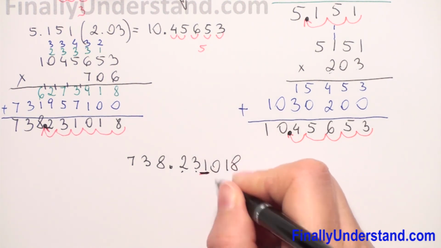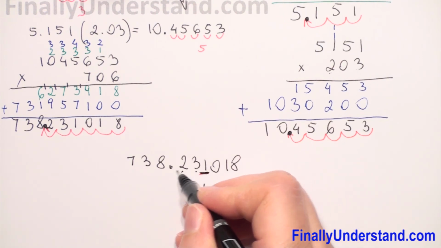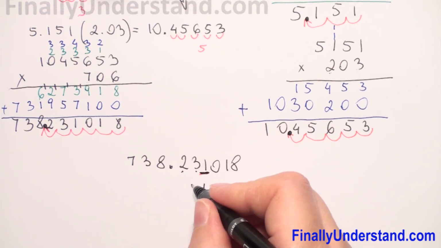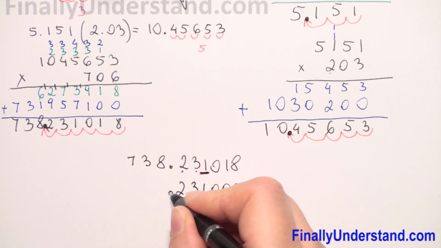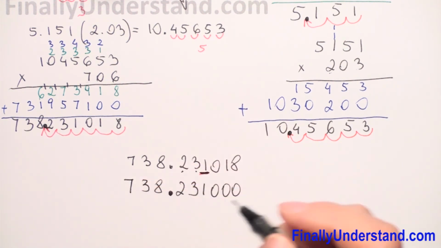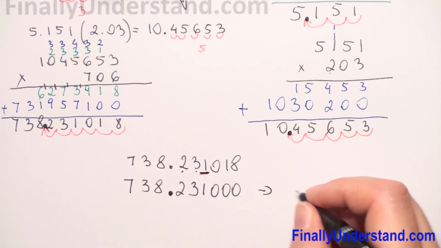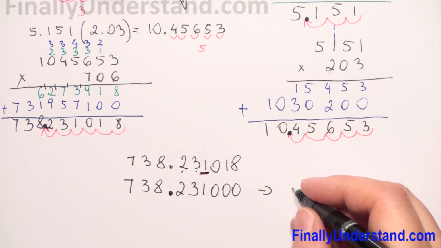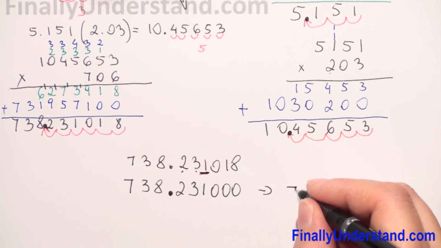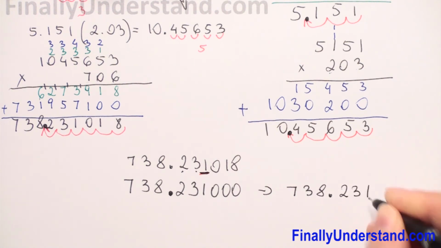So 8 will go to 0, 1 to 0, 0, 2 to 0, 1 we copy, and everything that we have before our underlined digit we have to rewrite. So 3, 2, decimal point we copy in the same column, 8, 3, 7. And the zeros after 1 we don't need to write because it doesn't change the value of our number. So we have 738, decimal point 231. This is my solution.